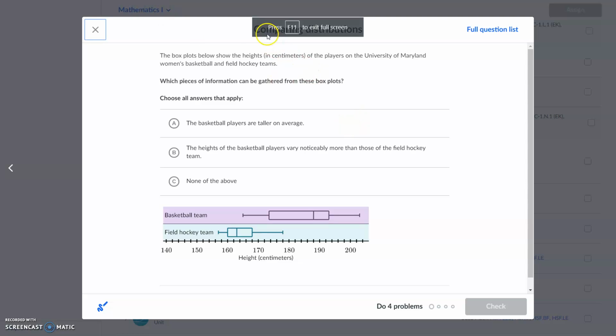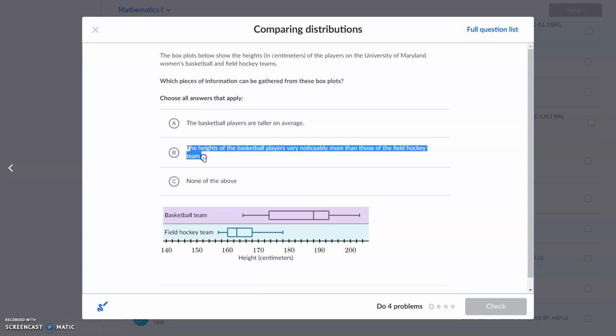Okay guys, I'm going to try and help you with comparing distributions. This one can be a little bit tough, so you have to read very, very carefully. What we're going to be looking at are two graphs, and we have to decide which answer is the best answer, and sometimes there can be more than one answer. That's going to be a little bit tricky, so we have to read really carefully.